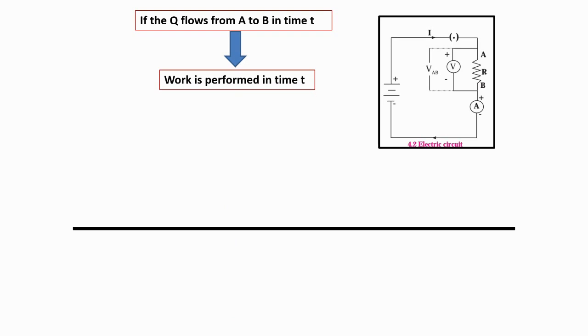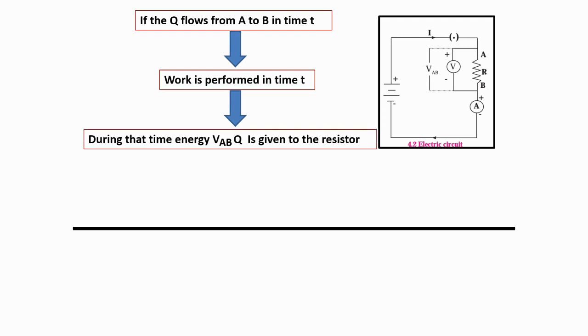Now when the cell gives some amount of energy to the charge, with the help of that energy the charge performs some work across this resistor, so that energy is nothing but the work, right? So during that time, energy VAB into Q is given to the resistor. This VAB into Q, in the previous slide we derived the formula for work done, right? So this work done is nothing but the energy.